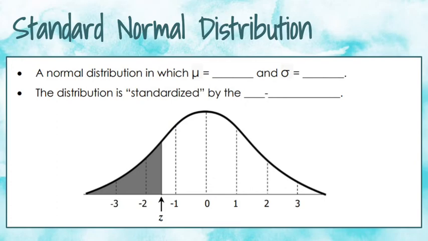So standard normal distribution is a normal distribution in which mu, or the mean, is equal to 0, and the standard deviation is 1. The distribution is standardized by the z-score. So if you look at this, here's our chart. The mean is 0 and the standard deviation is 1. So if I asked you what the z-score of negative 1.5 was, it would be negative 1.5. So the value is the same as the z-score here.